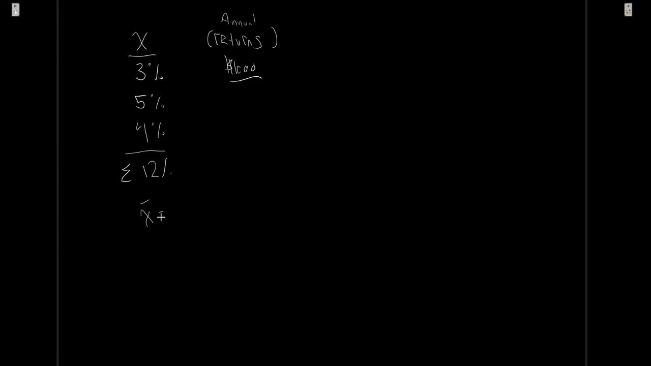This is maybe a sample of returns. So our X bar is going to be 12% divided by 3, giving me an average of 4%. And you'd be like, yeah, okay, that wasn't too bad. But no, actually, that would be wrong. This would not be the correct return.